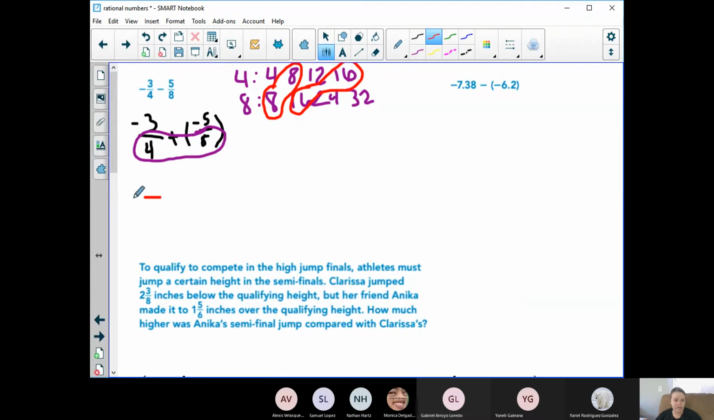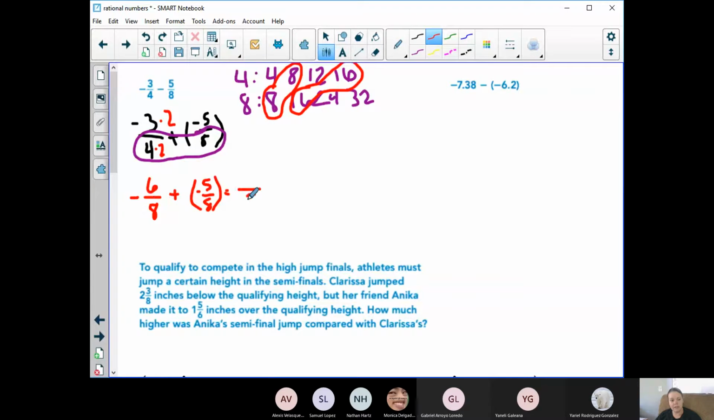So I'm going to change -3/4 into 8ths. What do I multiply 4 by in order to get 8? 4 times what equals 8? 2. There we go. So I multiply numerator and denominator by 2, and that's going to give me -6/8 plus -5/8. And now I can add these two numbers together.